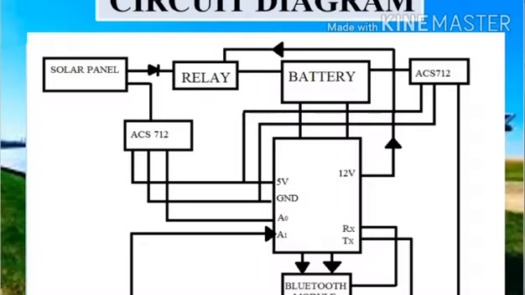And sixth is the Bluetooth. It connects with the Arduino and also the mobile to show you how much percent your battery is charged or discharged on your screen. And this is the circuit diagram of our project.